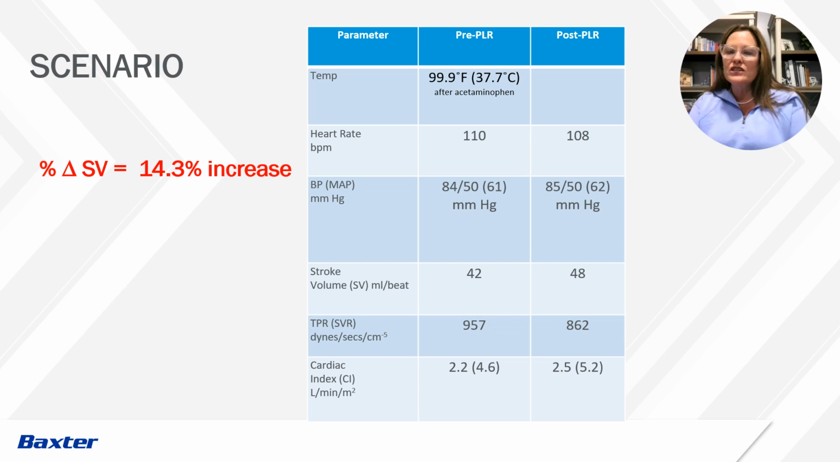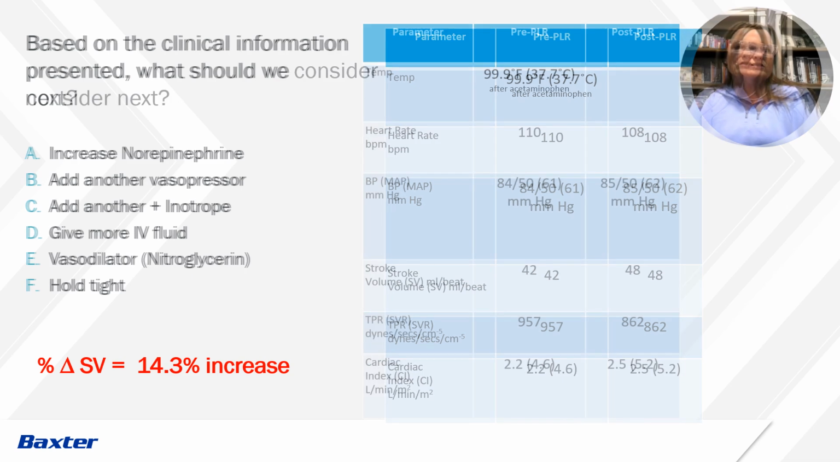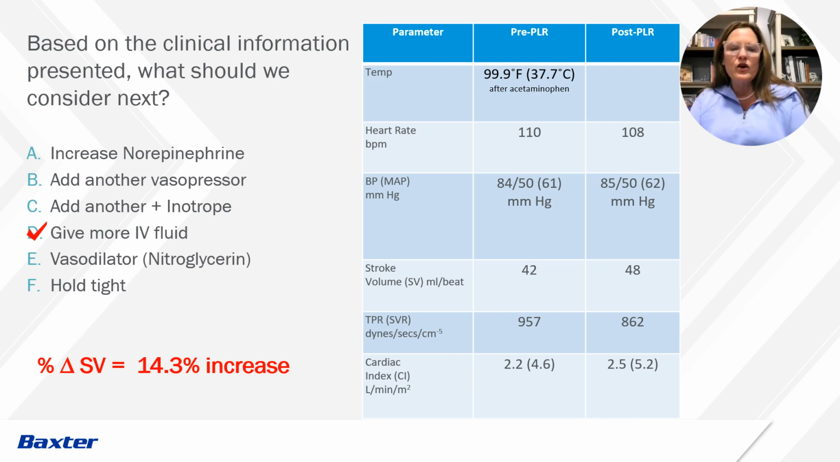So is this patient going to need fluid? Well, let's look at the question. Based on our clinical information presented, what should we consider next? We don't need to increase the norepinephrine yet, right? We only are at a 62 MAP, but remember, we are fluid responsive now. So let's try to give fluid a chance to see if it will improve our blood pressure as well. So we are going to give some more IV fluid.